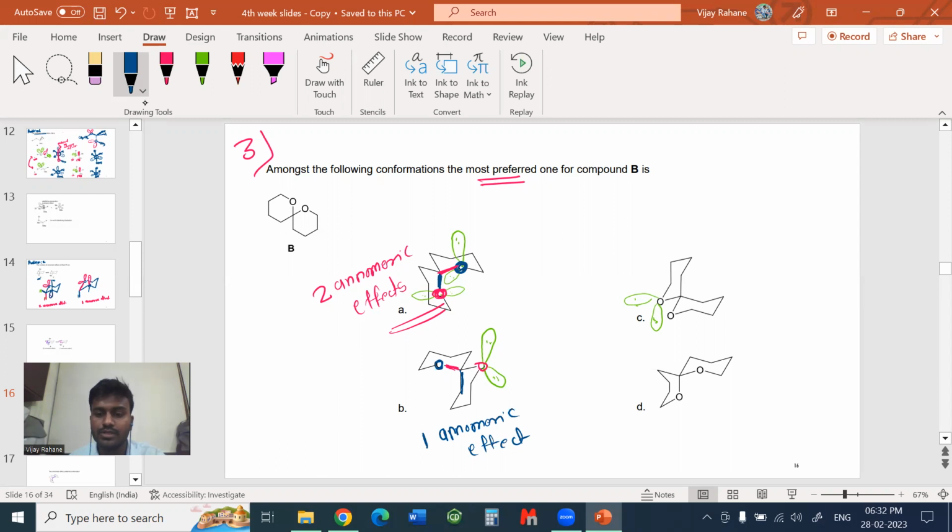And if you see this one, let's say for this blue one, the axial one will be this one, right? Or this one will be an axial bond, but here there is no oxygen. So this one is the equatorial. So here will not serve anomeric effect. And if you see the oxygen, this pink one, for this pink oxygen, for this bond there will be an anomeric effect stabilization. So no anomeric effect.